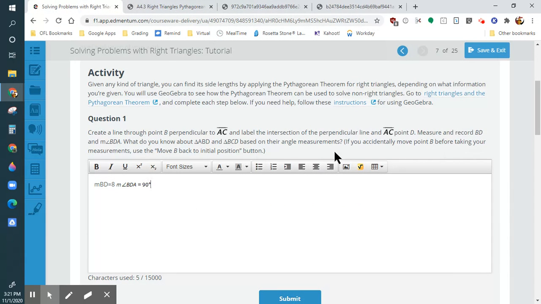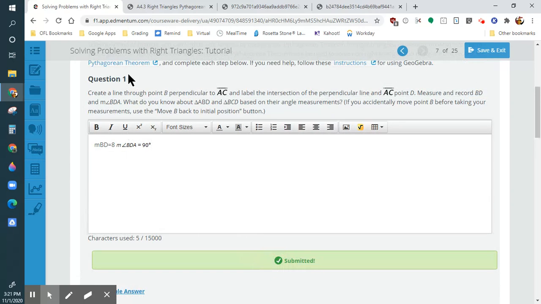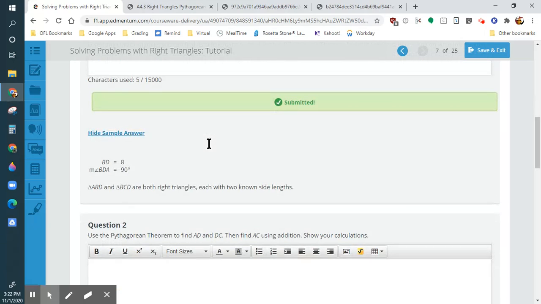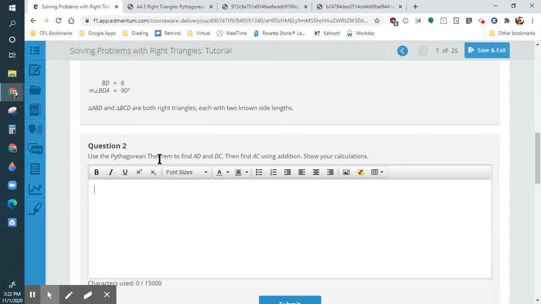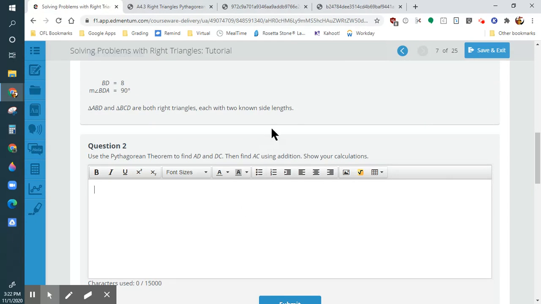All right. Move back to initial point. All right, well, I created the line. Create a line. You can measure the. What do you know about the angle measurements? They're 90 degrees. Use the Pythagorean theorem to find AD and DC. So we're going to find AD. So that's AD.